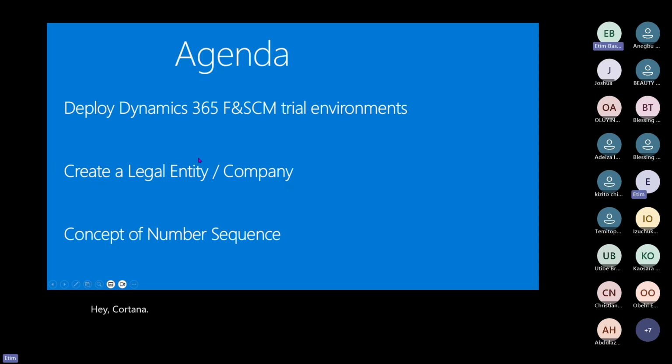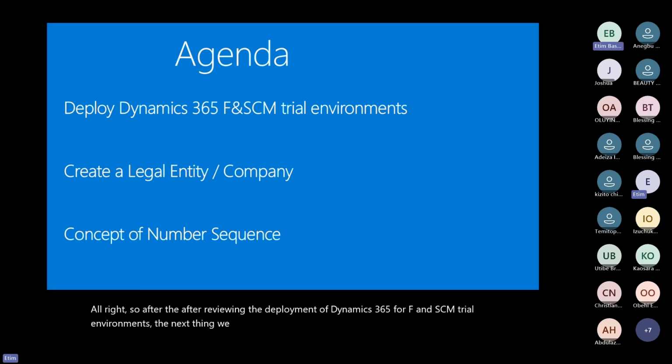All right. So after reviewing the deployment of Dynamics 365 for FNSCM trial environments, the next thing we want to take a look at is how to create a legal entity, or probably how to create a company. What are the prerequisites? What are the key things to look out for when you're creating a new company, which is the first thing you want to do when setting up a system, all right?